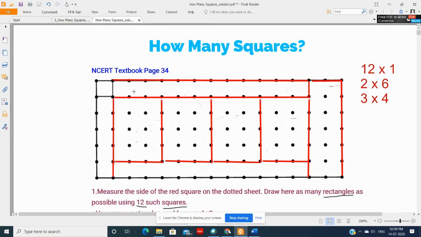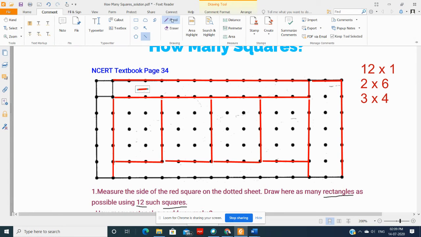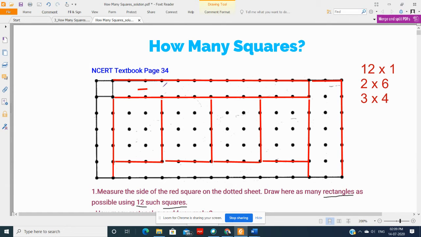So how many squares are we getting? 1. Let's tick mark that. How many squares are we getting? 1, 2, 3, 4, 5, 6, and this is 7. Right? See, we can't take this. Now why? What is the reason? Because here they don't have 12 boxes, right? So we can't take this. So total how many squares can we make?